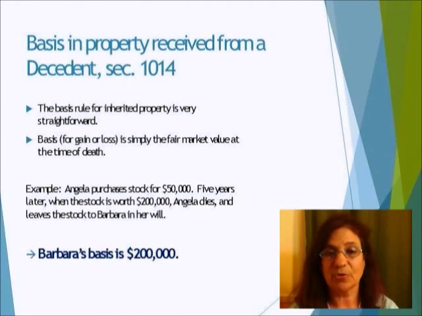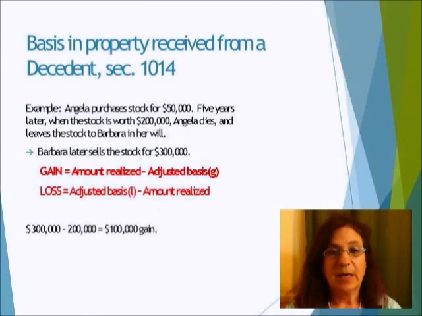Okay? So Angela purchases stock for $50,000, and then a few years later, when it's worth $200,000, she dies. Leaves the stock to Barbara. Barbara's basis is $200,000, the fair market value at the time of death. We don't care what Angela's basis was. Now if Barbara turns around and sells the stock, that's the number she uses for basis. She uses $200,000 fair market value. And so if she sells for $300,000, she only has $100,000 of gain.